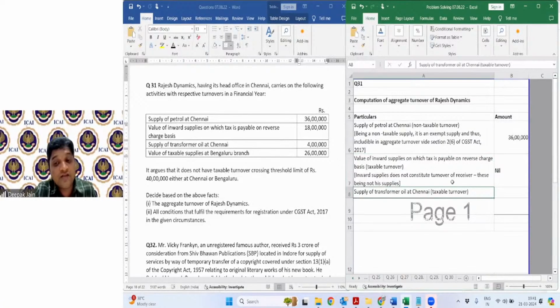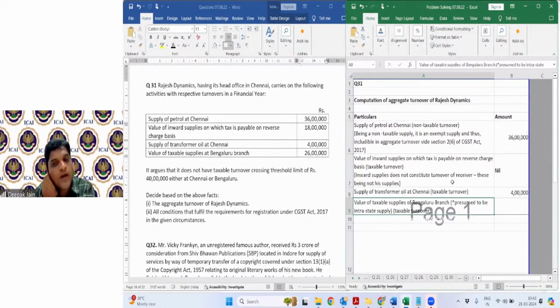Then supply of transformer oil at Chennai, it's a taxable turnover, right? Other than petroleum products, transformer oil or any engine oil, these are all GSTable goods. So on this GST will be payable. It's a taxable turnover. So definitely we have to add this as a part of aggregate turnover.